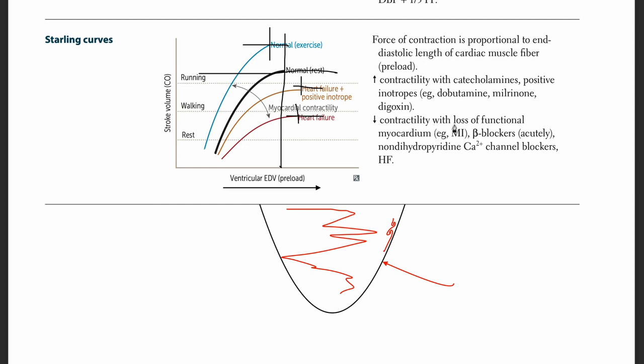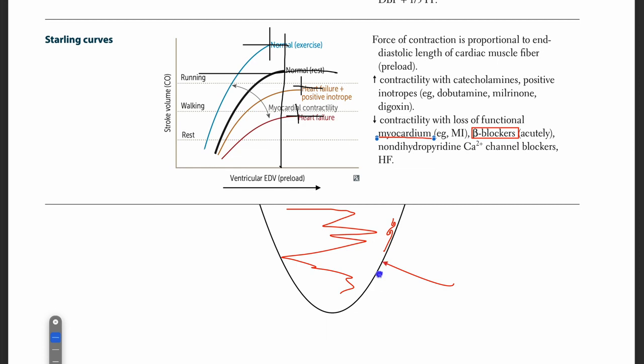Decrease in contractility with loss of functional myocardium, for example, MI, beta blockers acutely, non-dihydropyridine calcium channel blockers, and heart failure. So again, the things we know are heart rate, contractility, and renin. Remember, renin's not appropriate here, but it's just so you don't forget that it has action on that as well. So beta blocker will decrease the contractility, we know that. With loss of functional myocardium, right?